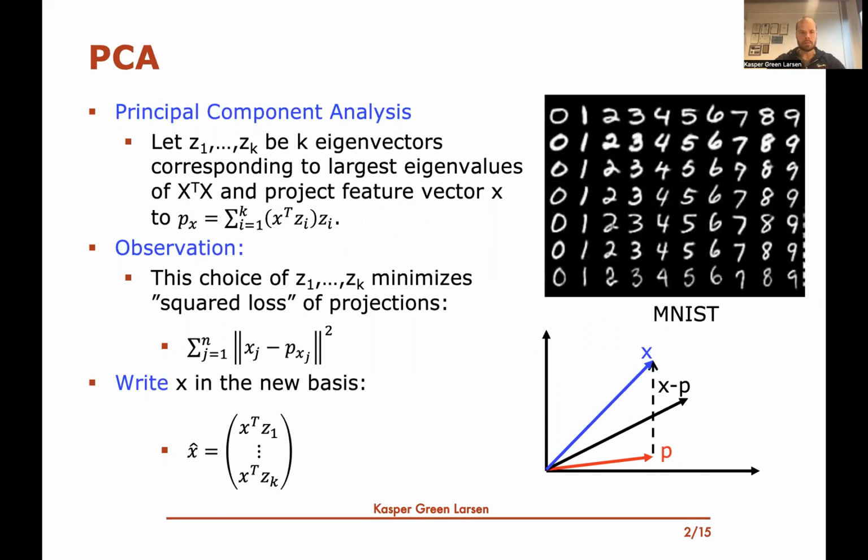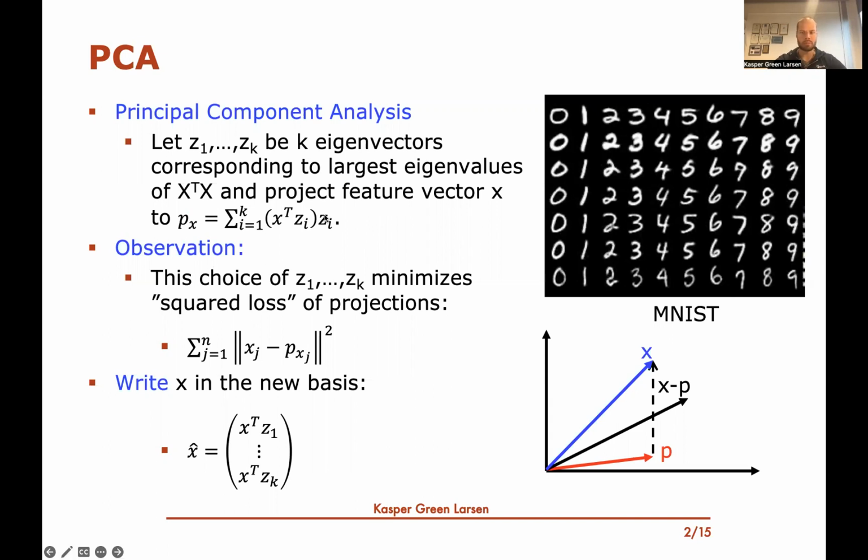Principal component analysis is basically a dimensionality reduction method. If we have our data matrix X, we compute the matrix X transpose X, and from this matrix we find the k eigenvectors z1 to zk corresponding to the k largest eigenvalues. Then to do dimensionality reduction, we project all of our feature vectors onto the subspace spanned by z1 to zk. We do this by summing over all z1 to zk, computing the inner product between x and zi, and multiplying with zi.